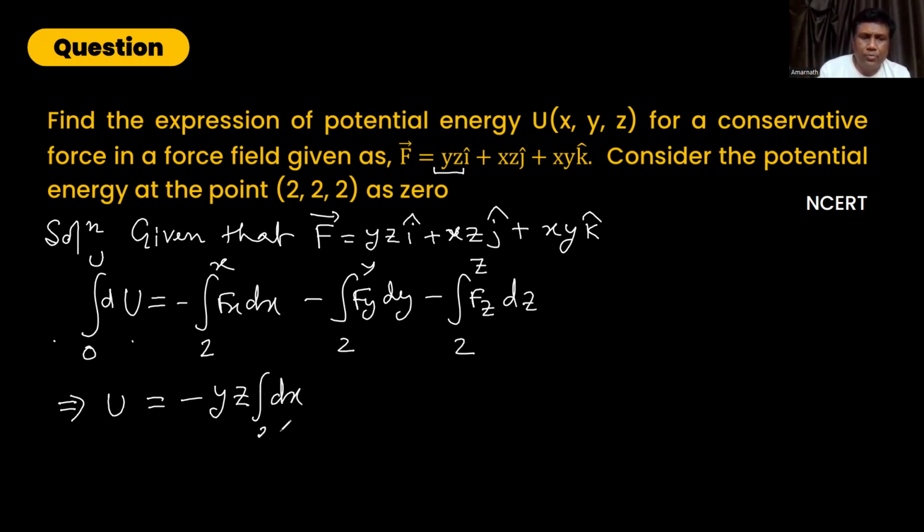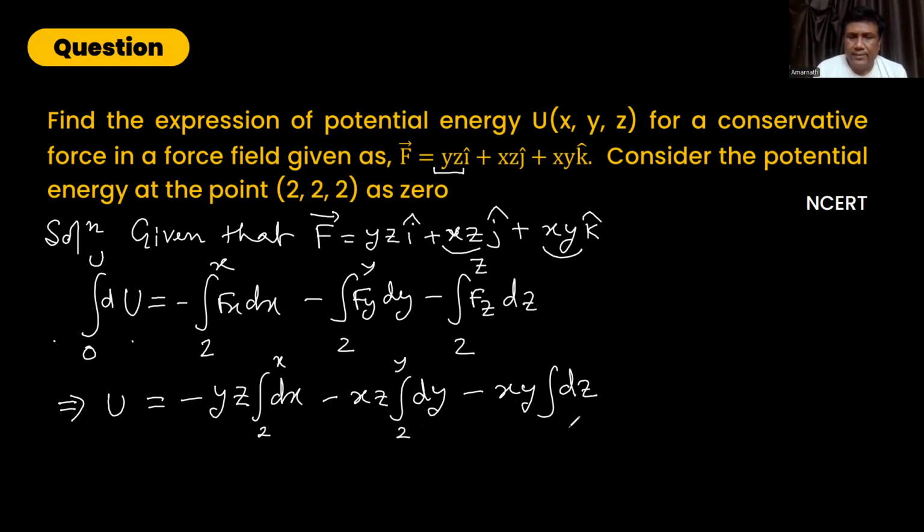So it will be 2x minus, here fy is xz. So xz will be coming out, only y will be left, dy. So limit is 2 to y. Minus fz, here xy. So xy again will be constant, because I am integrating with respect to z only, but the limit is 2 to z.